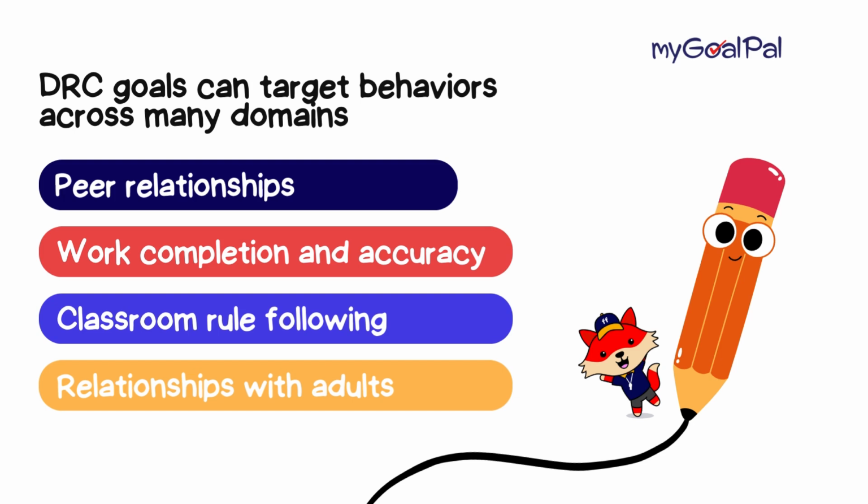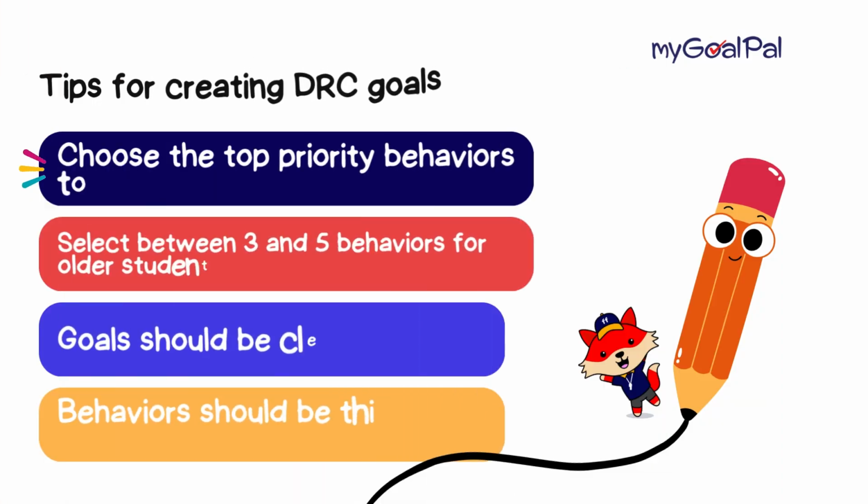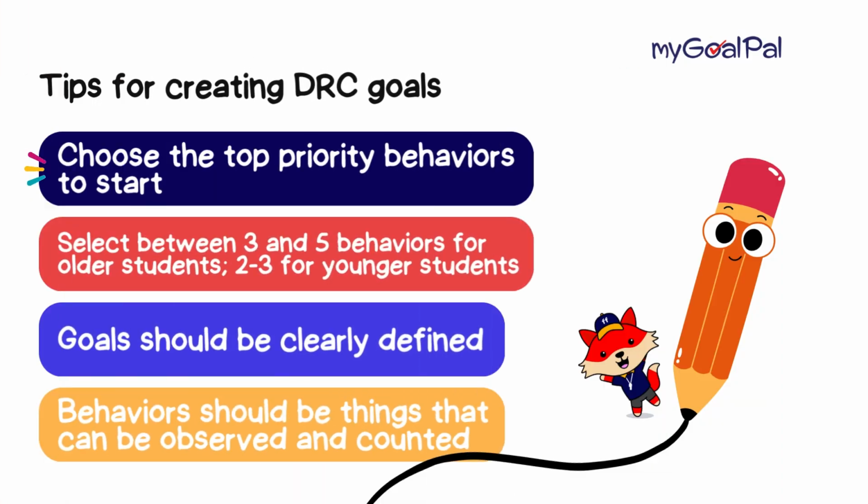Once you have selected the key domains you would like to work on, the next step is to define specific DRC goals. It can be hard for students and adults to keep track of too many behaviors, so you will want to pick the most important ones to start. A good rule of thumb is to choose between 2 and 5 behaviors to work on. Younger students may benefit from starting with fewer goals, 2 or 3, while older students may be able to keep up with more goals. DRC goals should be very clearly defined so that the student, teacher, and parent all understand exactly what the goal means.